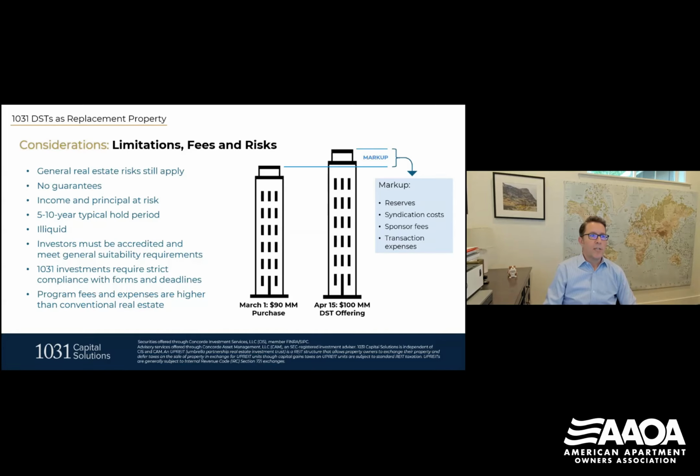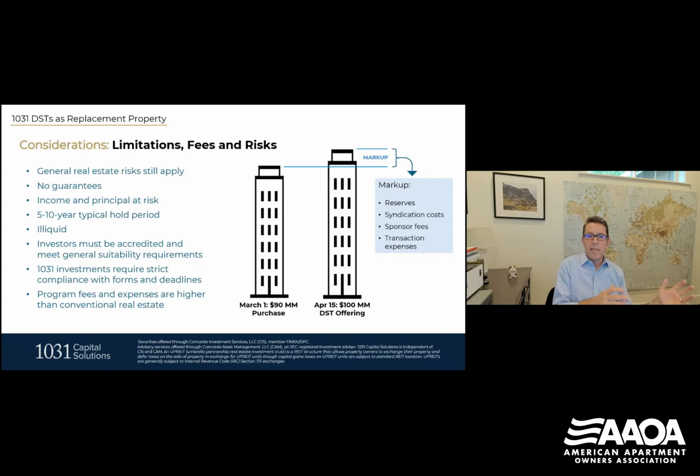So before we take questions, I will close by repeating some of the most important considerations when investing in a DST. General real estate risks still apply. There are no guarantees. A client's income and principal are at risk, just as with any real estate investment. 5 to 10 years is the typical hold period for a conventional DST, with 6 to 8 being the historic average.